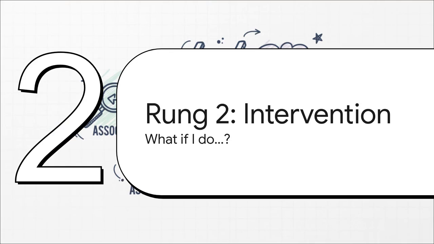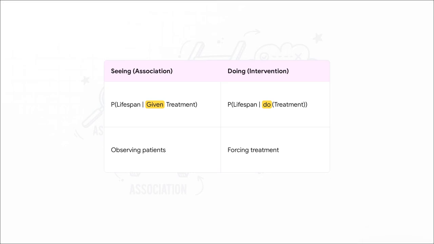Okay, time to climb. Welcome to Rung 2, Intervention. And notice the huge change in the question. We're moving from a passive, what if I see, to an active, what if I do? This is a game changer. And you can actually see the difference right here. On the left, that's rung 1.